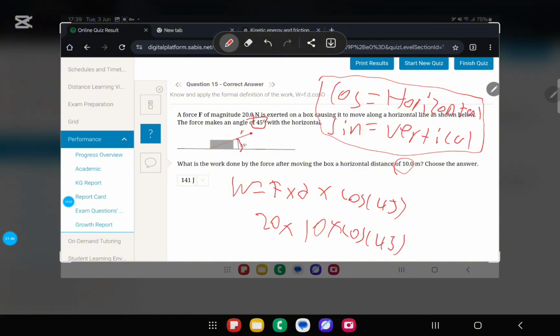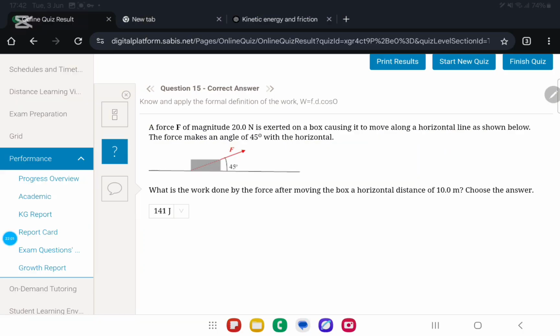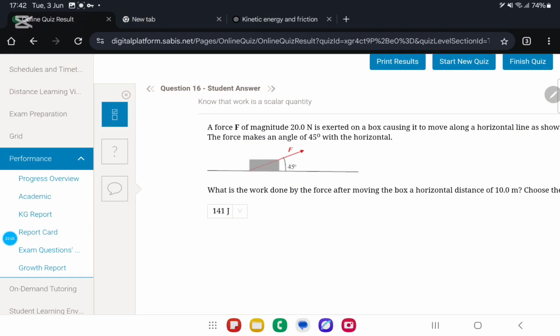Let's do this on the calculator. 20 times 10 times cosine 45. You get 141.42. We put it at the whole number. It's going to be 141 joules. Remember, the unit for work is joules.